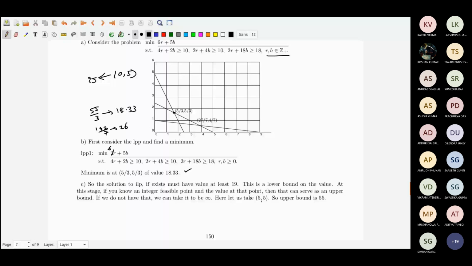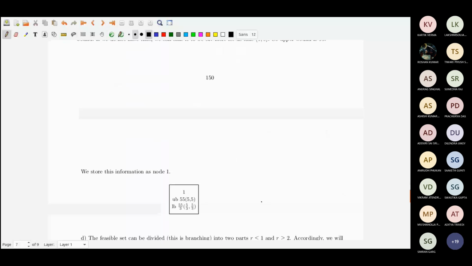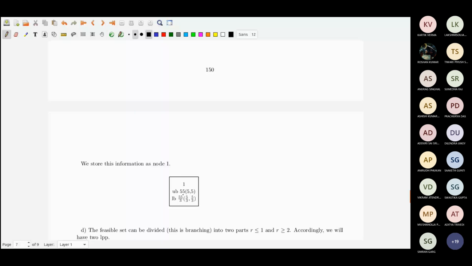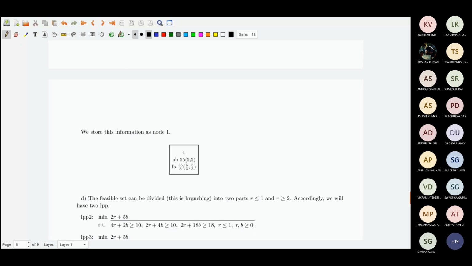So I will store this information as node 1. This 1 stands for the node. Now I have got my upper bound, which is 55, attained at 5, 5, and the lower bound is 55 by 3, attained at 5 by 3, 5 by 3. Now comes the branching, which is basically divide and rule. What is that? Very good.